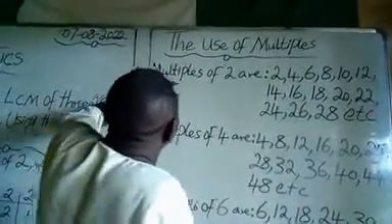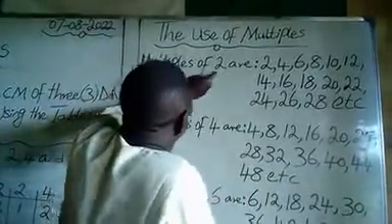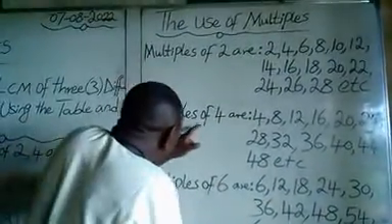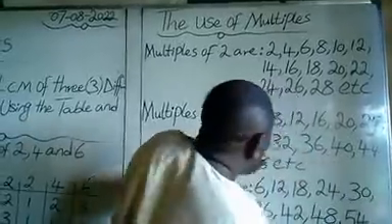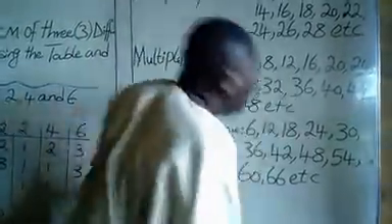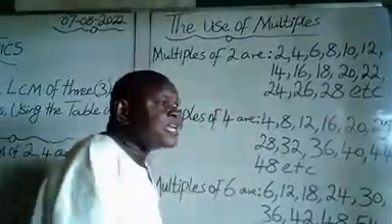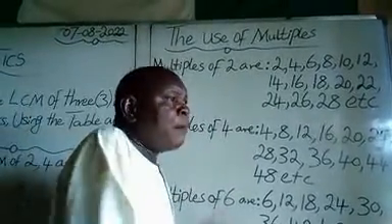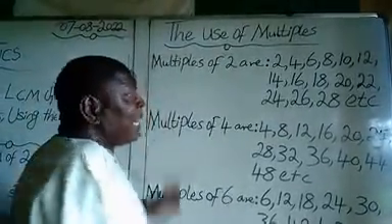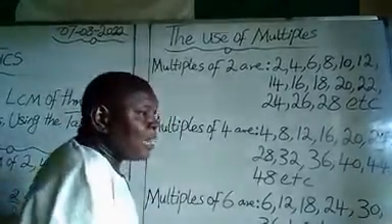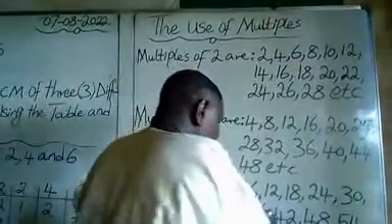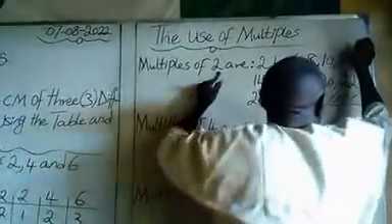Okay. In the multiples of 2, I have 24. Alright? In the multiples of 4, I have 24 also. In the multiples of 6, I have 24. Okay? But 24 is not the least among the multiples of 2, 4, and 6. The least or the lowest among the multiples of 2, 4, and 6 is 12. So our LCM is 12.